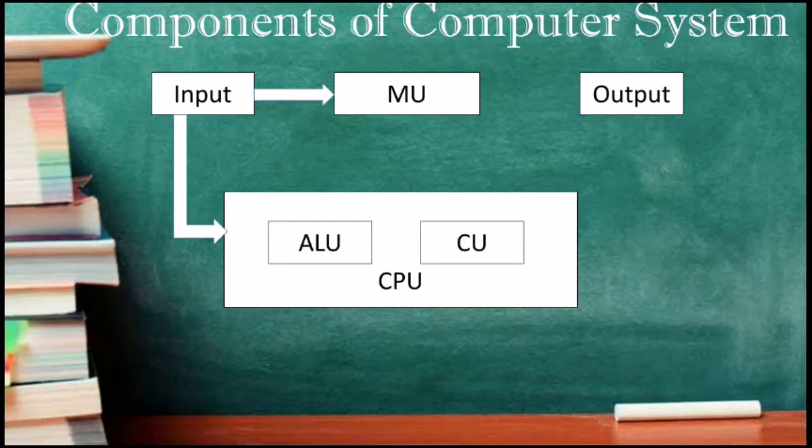Next, we will discuss about CPU, that is central processing unit. The CPU is called as heart of the computer. There are two units, that is ALU and CU, that is arithmetic and logical unit and control unit.